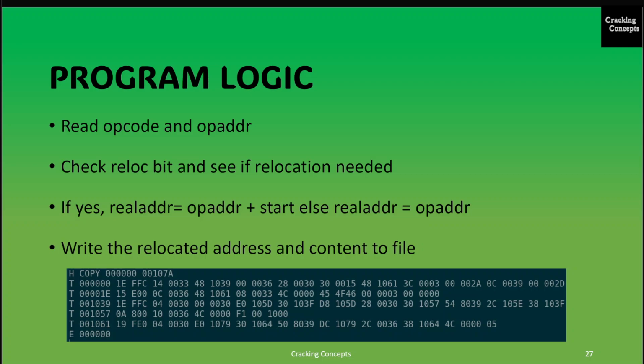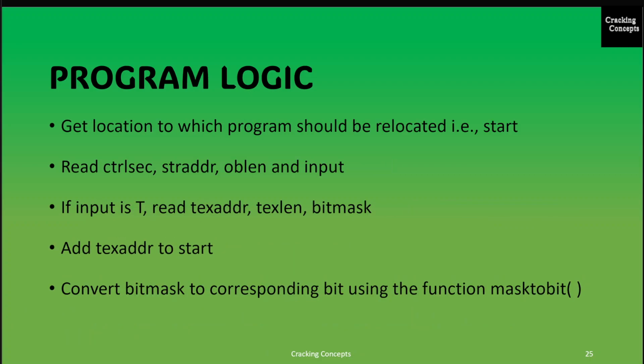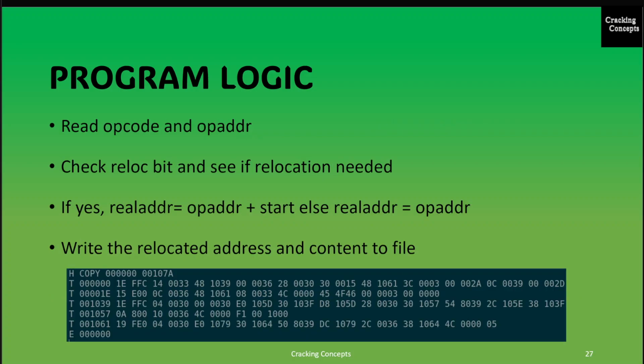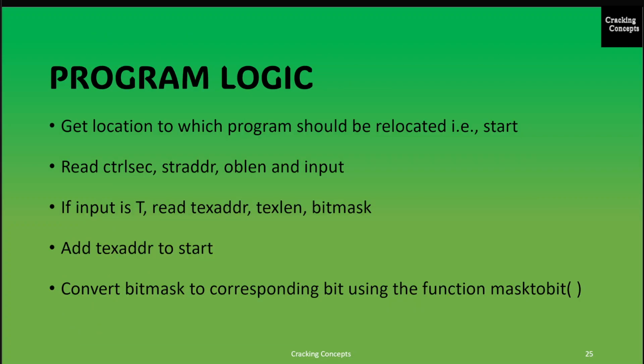Here it is H. Now this input is read to see what kind of record it is, whether it's a header, text, or an end record. So by reading the string value in the beginning of the record, which here we call by the variable name input, the programmer comes to know that it is a header record. So he'll read the values that come after it, which is the control section name, the starting address, the length of the object code, which is this, and then finally there is another variable input.